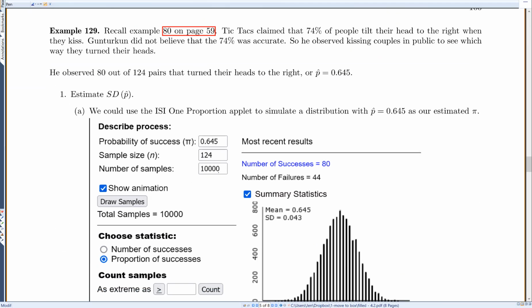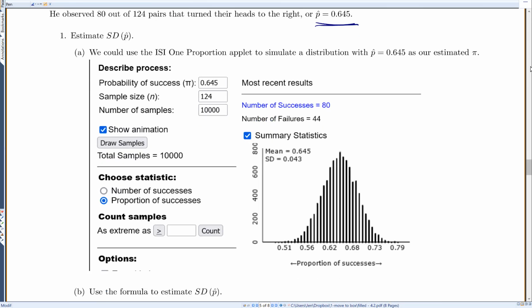So let's go back to our example about kissing. Again, remember, Tic Tacs claimed 74% of people tilt their head to the right. Güntürkün thought that was wrong. So he observed 80 out of 124 pairs that turned their heads to the right, or p hat equals 0.645. So let's estimate our standard deviation of p hat. So we're going to use our ISI one proportion applet. When I go to use my applet, I need to put my probability of success as 0.645.